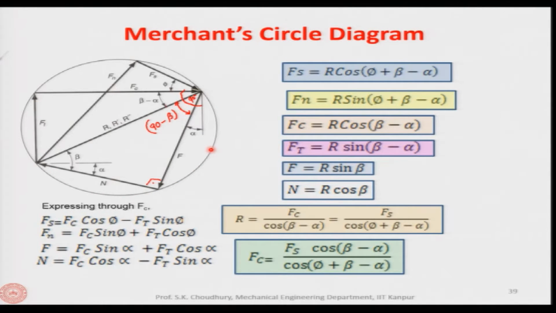I will remind you that in our last session we started discussing the Merchant circle diagram. The Merchant circle is drawn with a diameter of R or R prime, which is the resultant force acting on the chip from the tool through the rake face, or on the chip from the shear plane. The components of these forces, that is the cutting force, thrust force, shear force, normal to shear force, friction force and the normal force, have their tips lying at the periphery of this circle. This is known as the Merchant's circle.